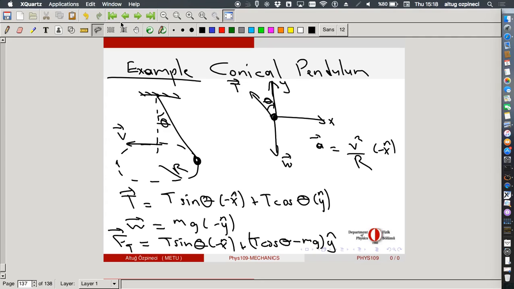Of course, when my object moves over here, let's say, the acceleration will not be in the minus x direction, it will be in this direction. It will change in time. But Newton's laws have to be valid at every instant. Any other questions?